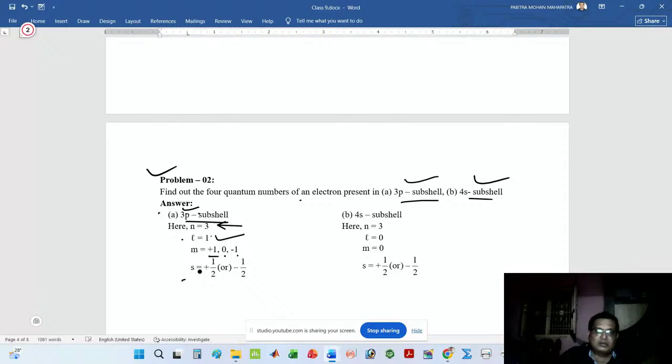s is equal to what? It may be clockwise direction or anti-clockwise direction. It is not given here, so you can write both values. s is equal to plus half or s is equal to minus half. These are the four quantum numbers.